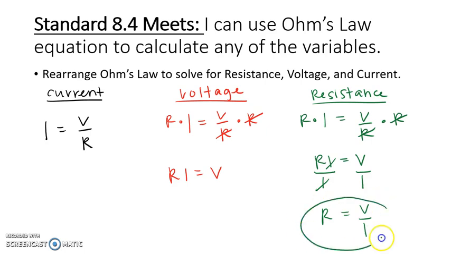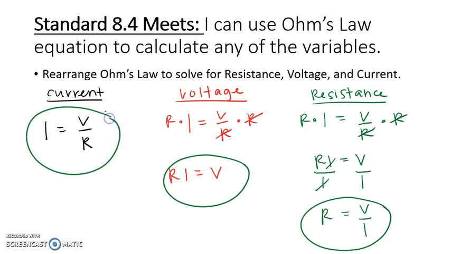So we've solved for resistance, we've solved for voltage, and current was already solved for.